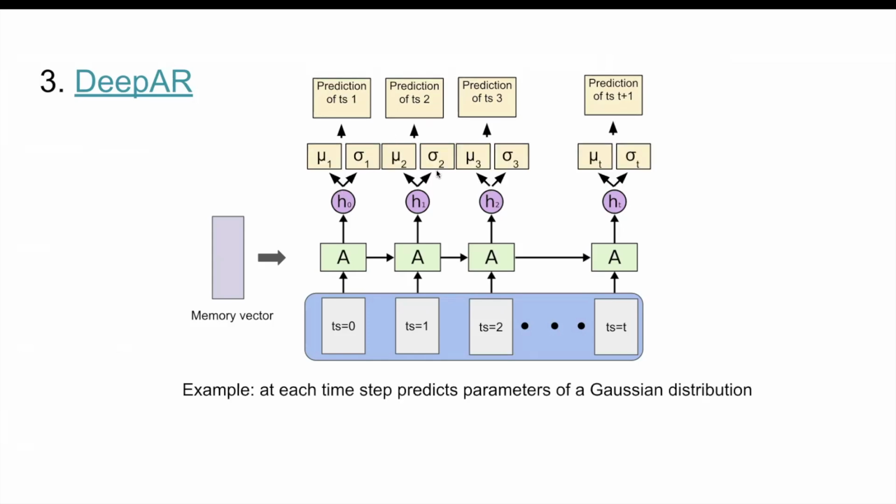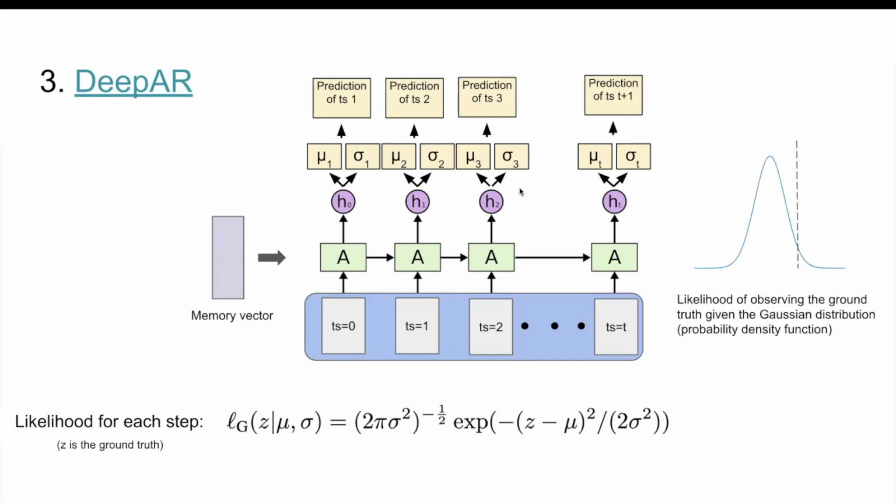A simple example would be a Gaussian distribution, where you will be predicting a mean and the standard deviation at each time step. So it'll be the same as before, where it takes the output memory vector from the RNN, which is the small h here, and you apply two linear layers, one to get a mu and one to get a sigma.